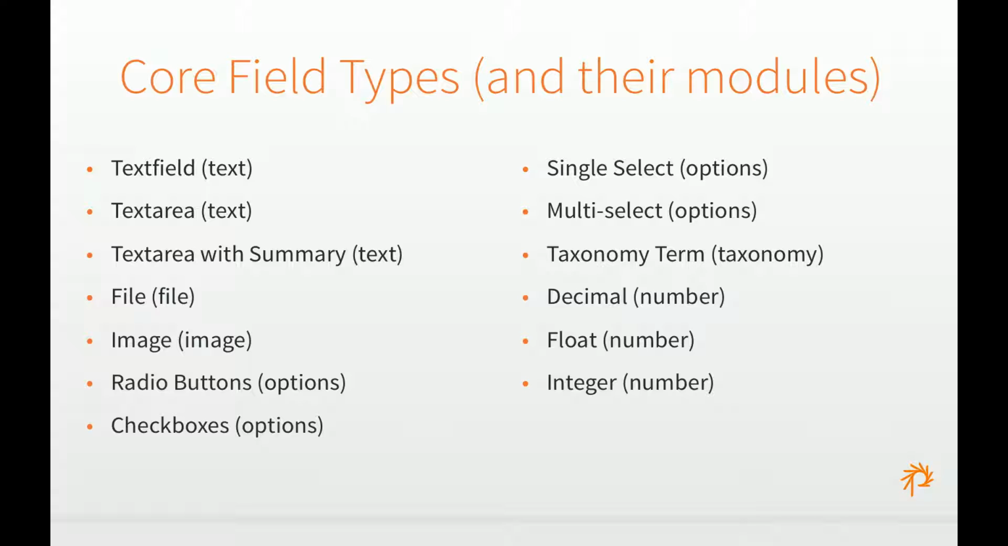Text field and text area. One line of text, multiple lines of text. The module that provides them is listed in parentheses. These are core modules. They come right out of the box. You install Drupal 7. You have access to all of these. Text area with summary. So two text boxes together, one little one, one big one.